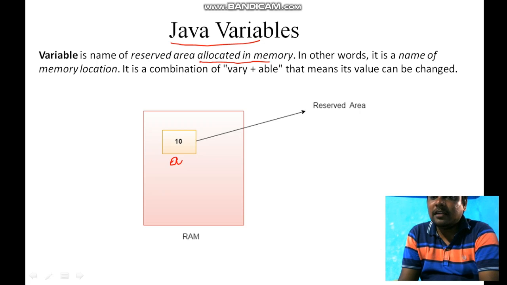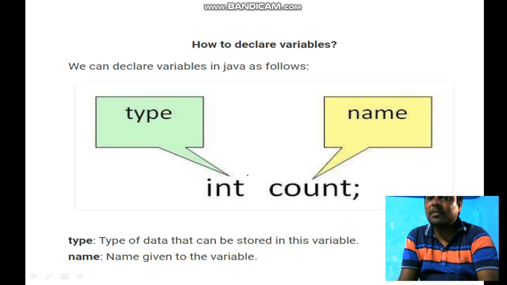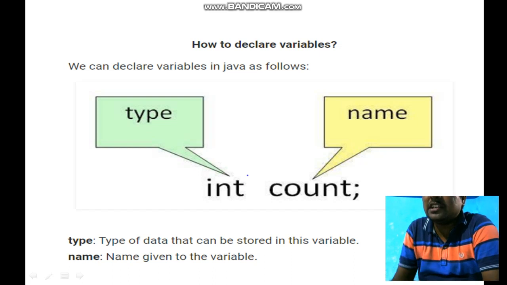The word variable is a combination of vary and able. Vary means changing. It changes the value while the program is executing. So that's why it is called a variable. A variable is a name given to a memory location and its value can be changed while executing the program. Okay, next we see how to declare a variable.